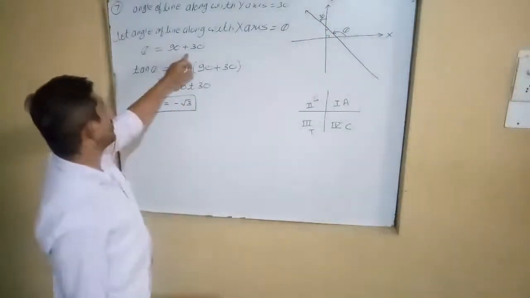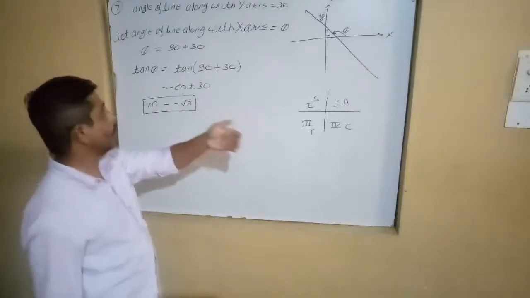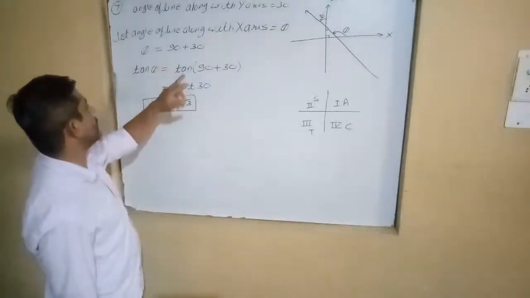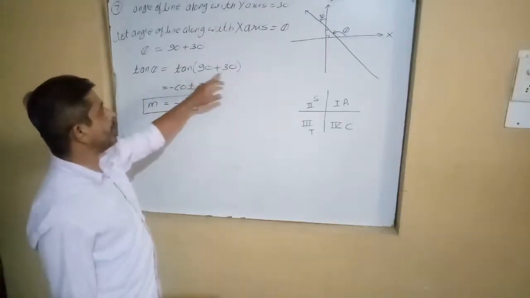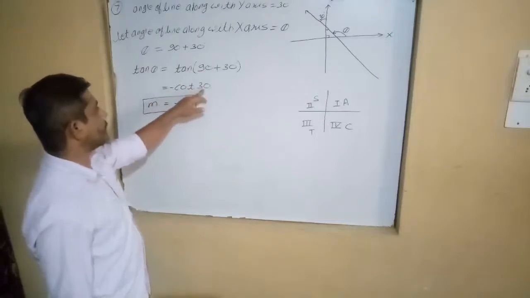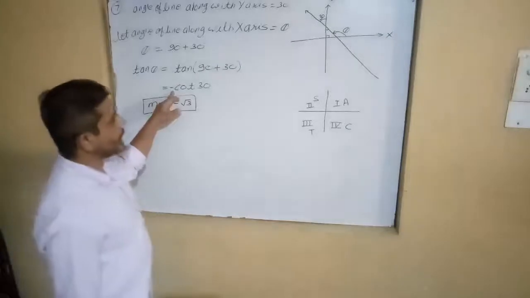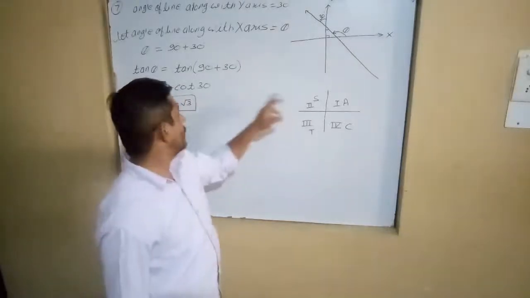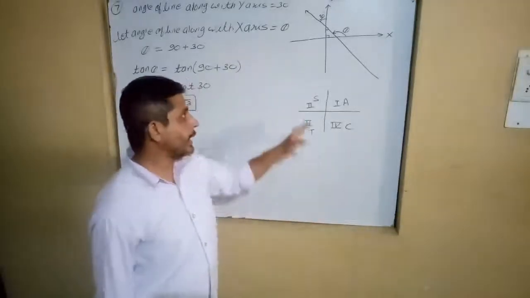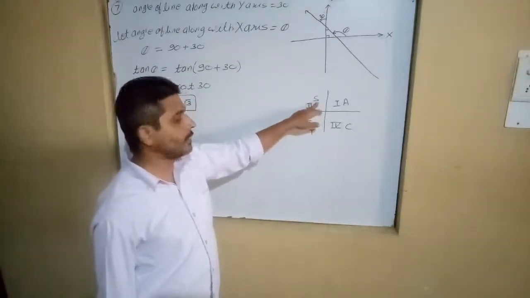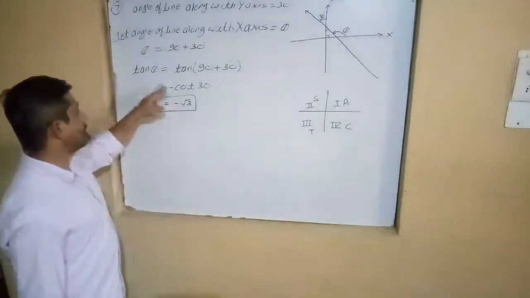So what do we take? The slope of the line. We take tan theta on both sides. So tan theta is equal to tan of 90 plus theta. Tan of 90 plus theta becomes minus cot theta, and theta is equal to 30 degrees. Why does the minus sign come here? Because 90 plus 30 means 120 degrees, which lies in the second quadrant, and in the second quadrant only the sine function is positive. That's why we write tan in the negative form.